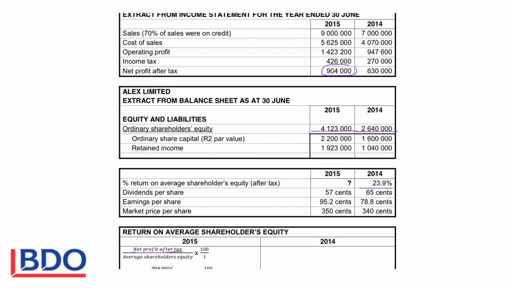So this retained income actually belongs to the shareholders. The capital belongs to the shareholders. So my total shareholders' equity will consist of the capital plus the profit that was kept back in the business. If we calculate that, we get an average return of 26.7%, and they gave us the return for 2014 as 23.9%.